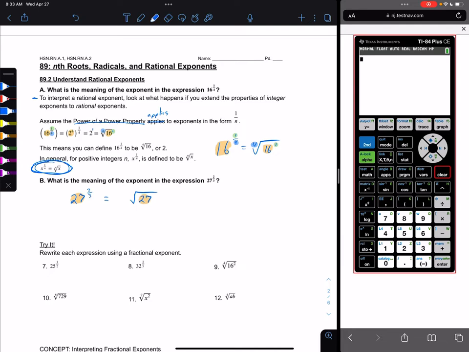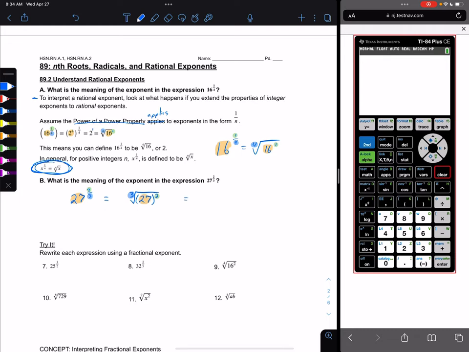That 3 becomes my index. So I'd have an index of 3 here. And then that 2 is going to be inside, and we're going to raise the 27 to the 2nd power. So that's using the rule that we used in part A. Your denominator becomes your index, your numerator goes on the inside where that 2 is, and the 27, the base in the original, becomes the radicand.